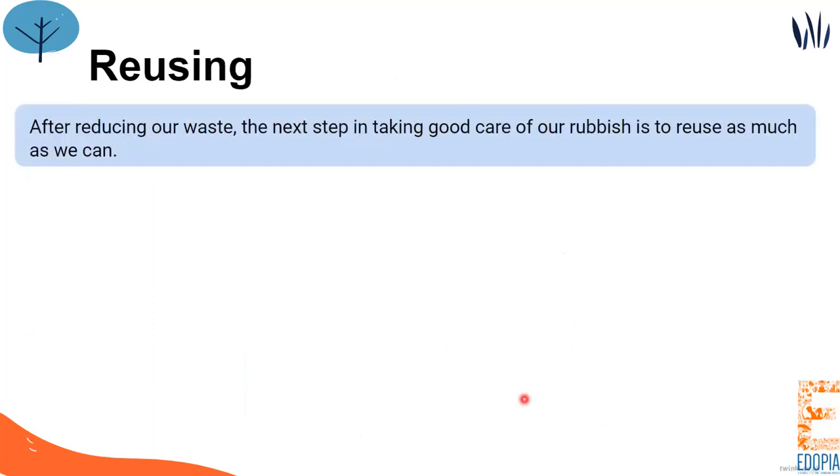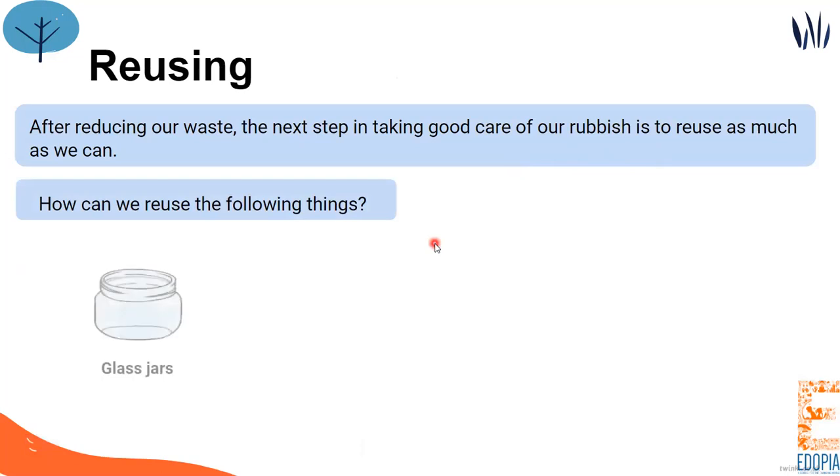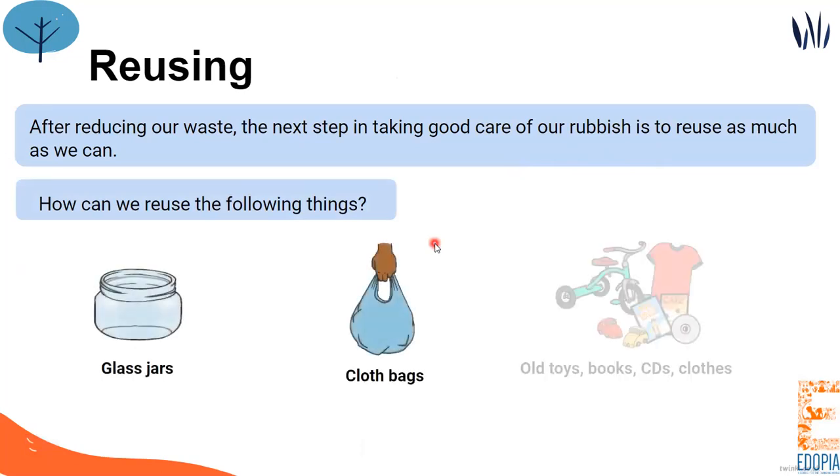Let's talk about reusing. After reducing waste, the next step of taking care of rubbish is to reuse as much as we can. Let's think of ways we can reuse the following things: a glass jar, cloth bags, and old toys, books, CDs, and clothes.